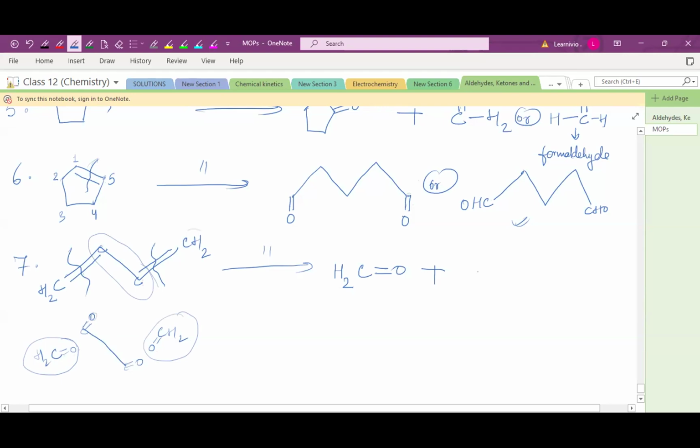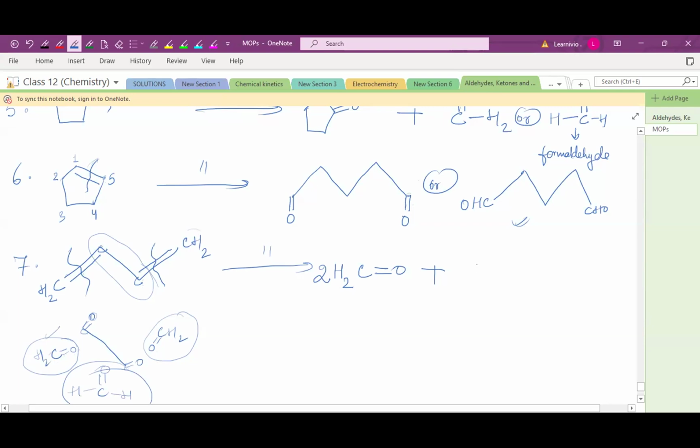So you will get three compounds over here. The first compound, and you can also write two, because this and this are the same: CH2O and CH2O. What does CH2O mean? HCHO. I am saying CH2O, it means it is formaldehyde. So 2 moles of formaldehyde you will get. So you can write 2 moles of formaldehyde plus this one.